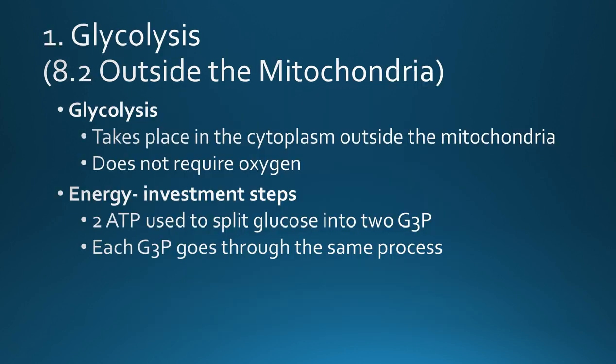Okay, first step, glycolysis. Glycolysis means split a sugar. That's exactly what's going to happen. Our glucose is going to split into 2 G3Ps. This happens outside the mitochondria in the cytoplasm. It does not require oxygen. We can break glycolysis down into 2 smaller steps. The first one is the energy investing steps. It's going to take 2 ATP to split that glucose into 2 G3P. And then from there, each G3P goes through the same process.